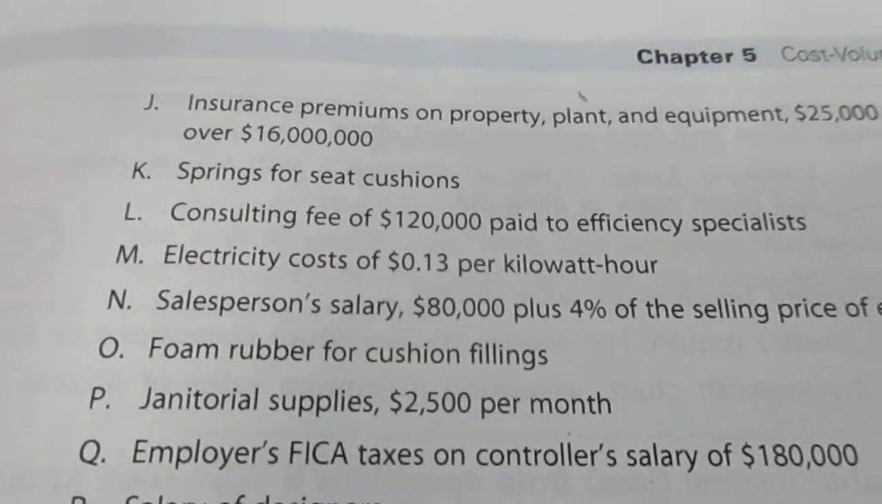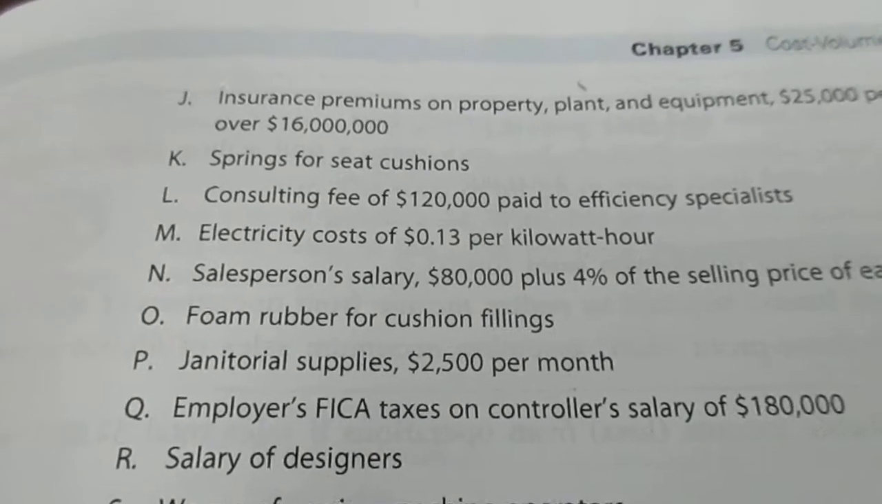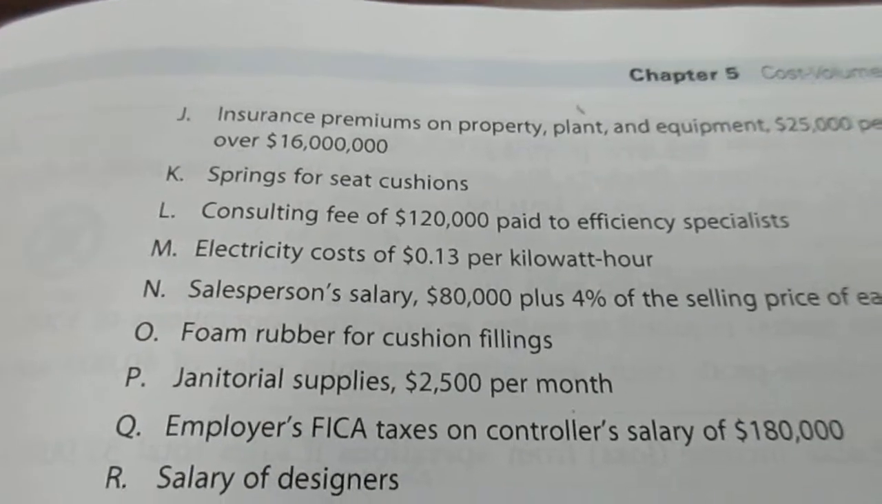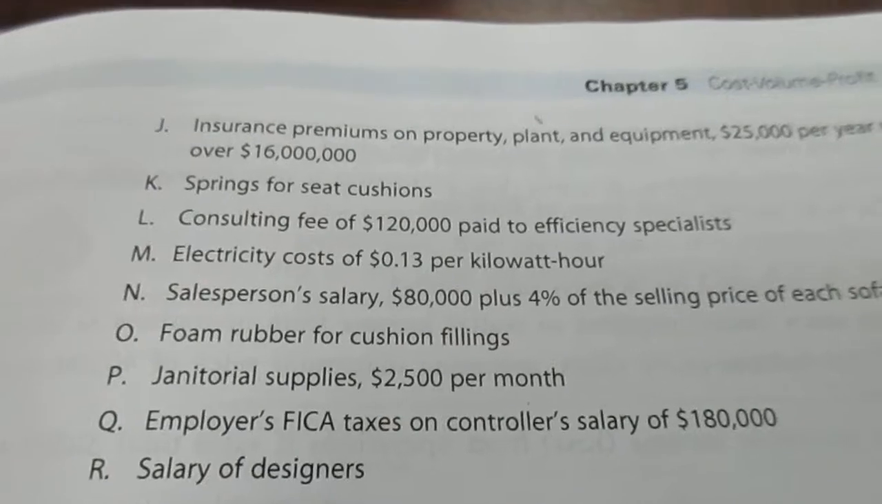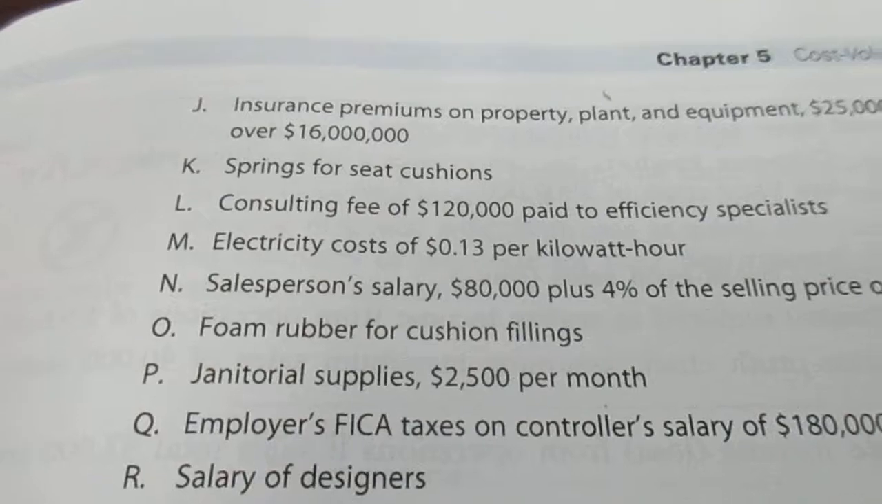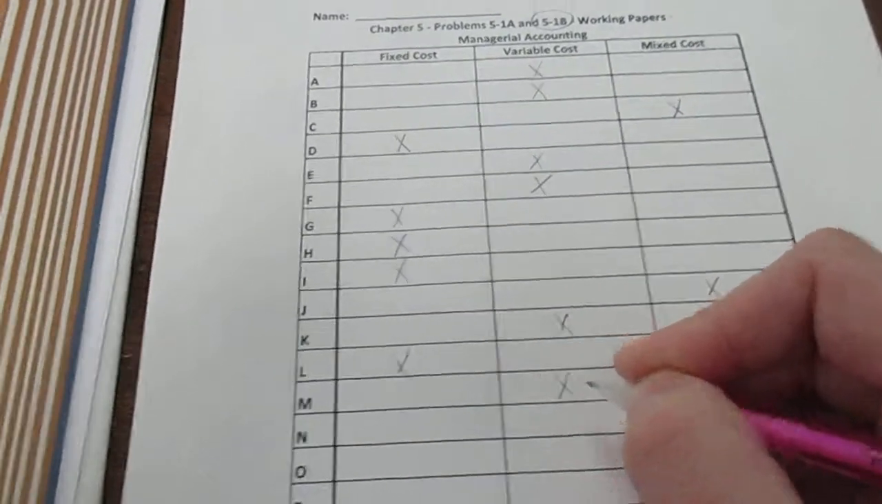Letter K, springs for seat cushions. It's going to be a variable. We don't know how many couches we're making. Letter L, consulting fee of $120,000 paid to the efficiency specialist. One-time flat fee, fixed cost. Okay, no variation there. M, the electricity cost of 13 cents per kilowatt hour. That one's going to be variable. We really have no idea how many hours our machines are going to run. It all depends on how many sofas we create.